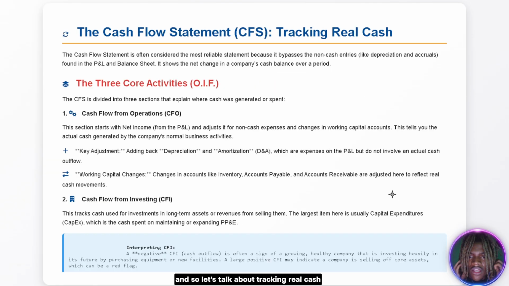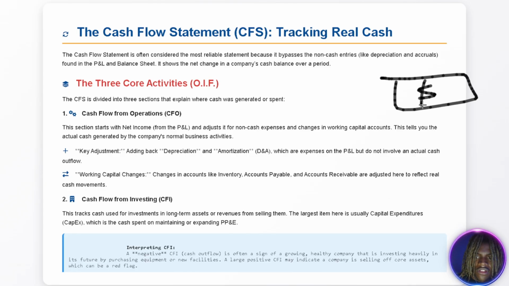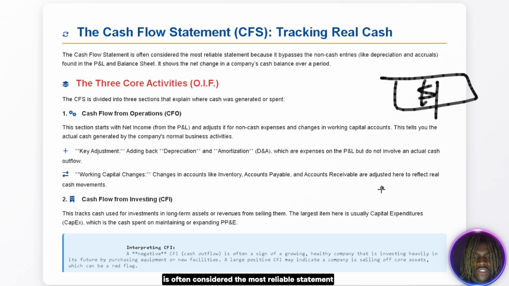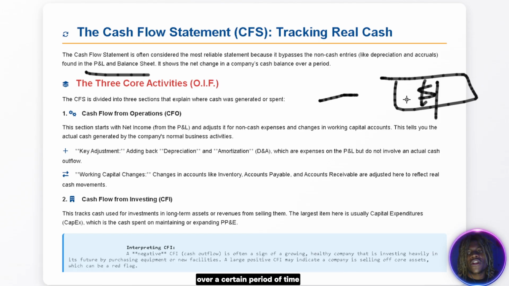And so let's talk about tracking real cash. The cash flow statement is often considered the most reliable statement because it bypasses non-cash entries like depreciation and accruals found in the P&L and balance sheet, and it shows the net change in a company's cash balance over a certain period of time.